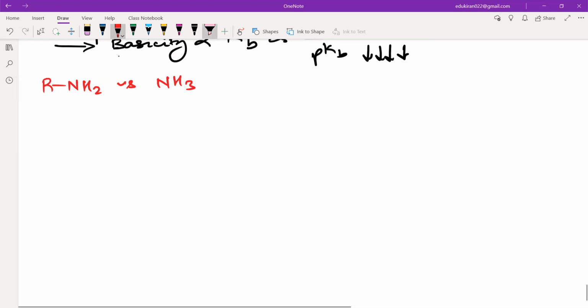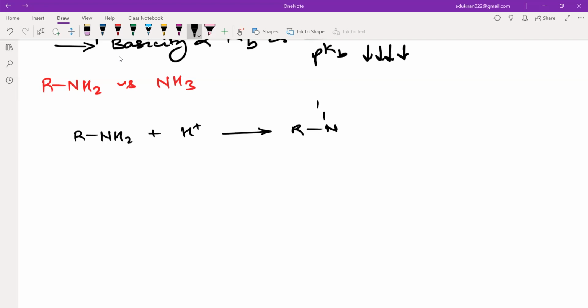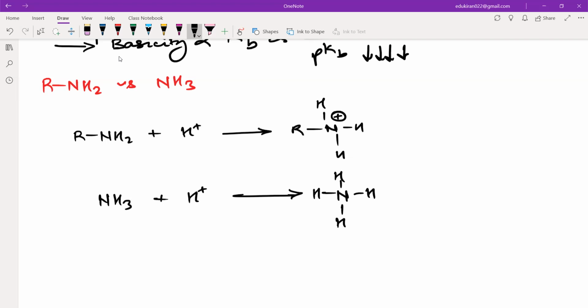So you have RNH2, it will react with H plus. It is going to give R, N, with hydrogen here, hydrogen here, hydrogen here, and there is a positive charge here. Now the second thing that is happening with NH3 is what? NH3 plus H plus, and then you have nitrogen with 4 hydrogens. It has a positive charge. Now, which is going to attack more easily here?